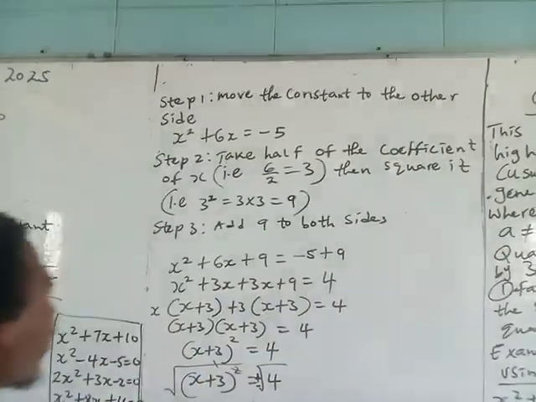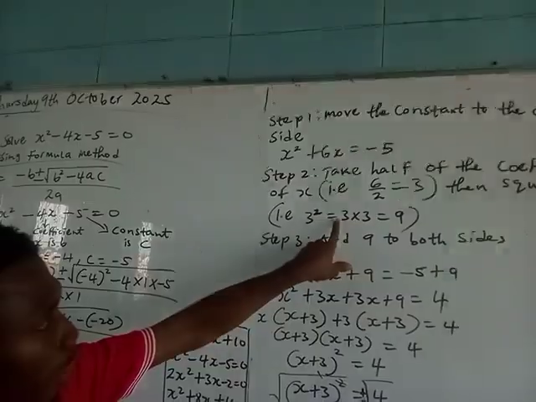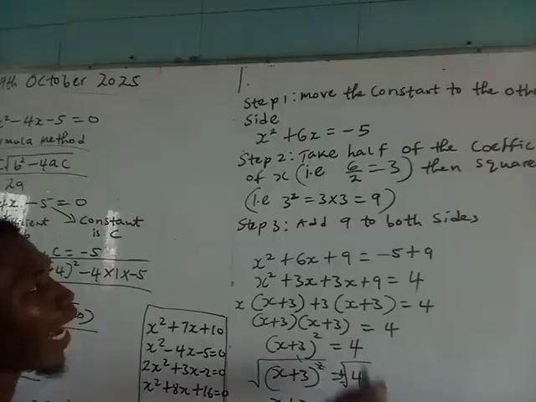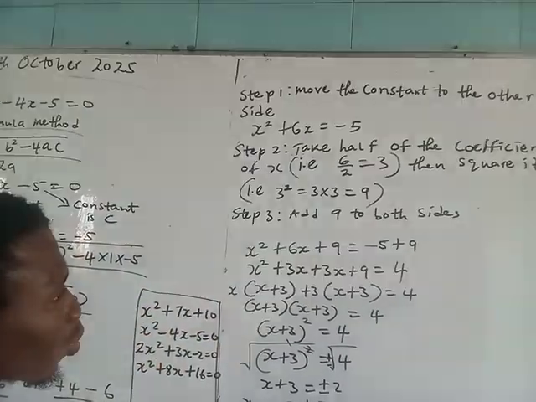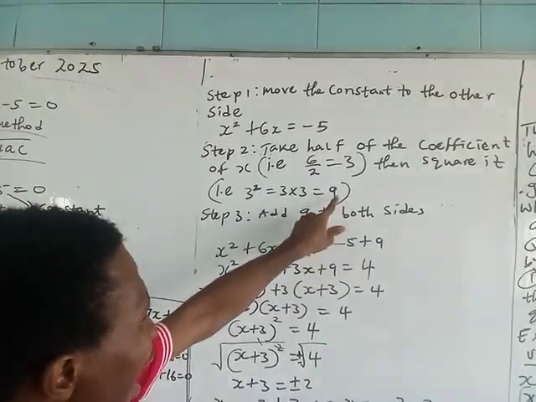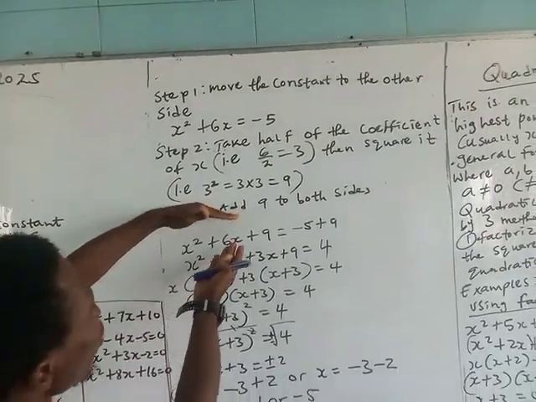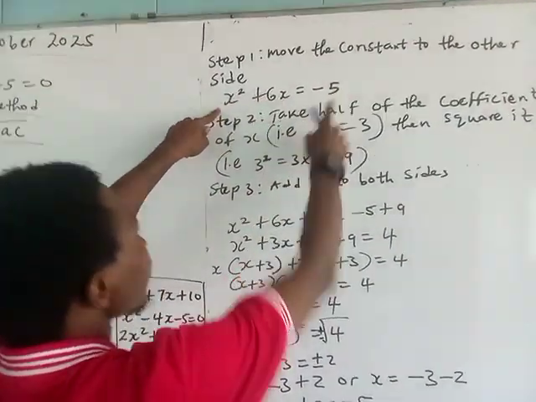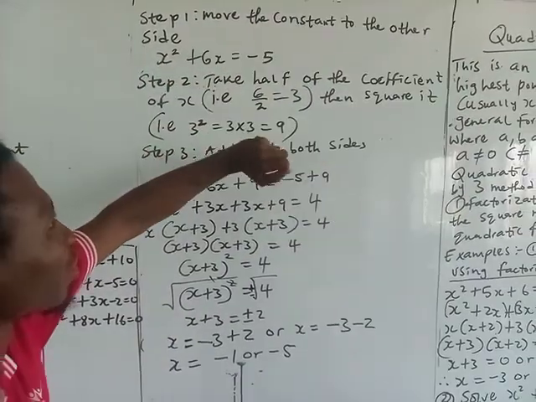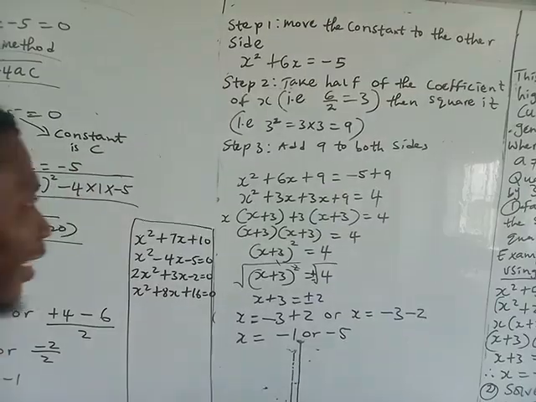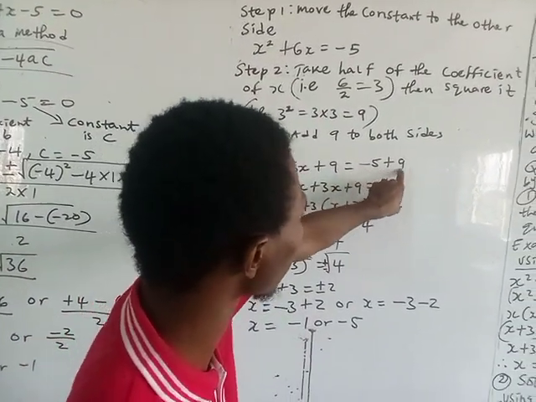Then, after you get the half, you square it. The half that we got is 3, so 3 squared means 3 times 3, and that's 9. So the next step is to add this 9 to both sides. This expression will have 9 added to it, and the other expression will have 9 added. So x squared plus 6x plus 9 equals minus 5 plus 9.